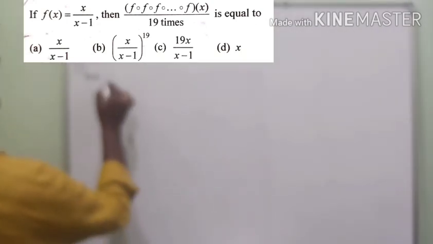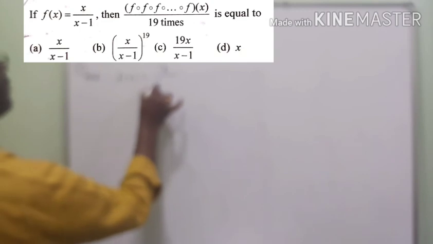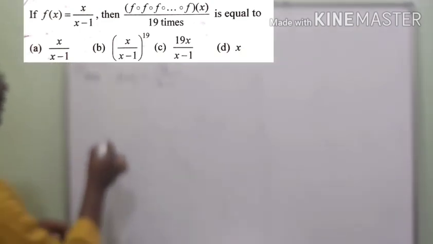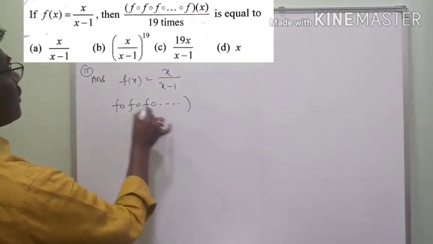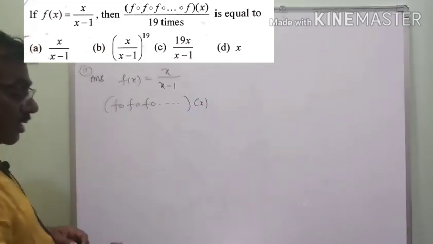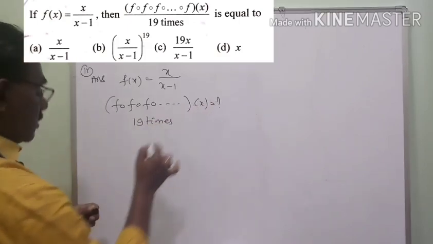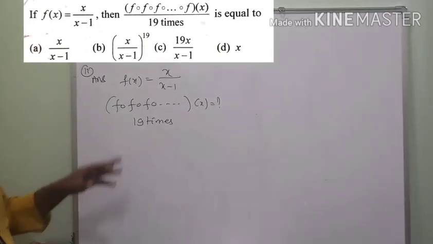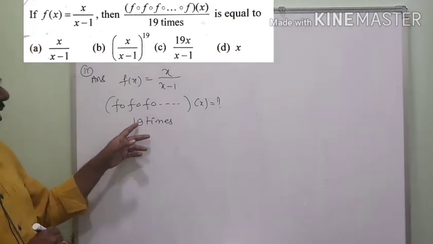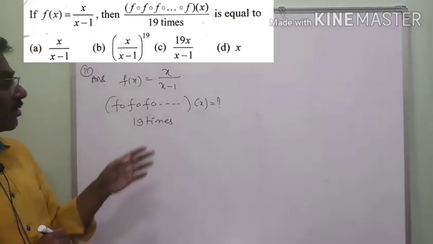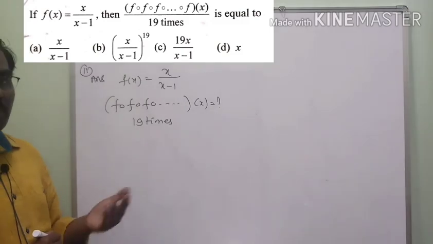If f of x is x divided by x minus 1, then what is f composition f composition ... of x, how many times? 19 times. The question is asking for a 19-fold composition of f with itself. Here there is only one f of x, but 19 is an odd number. So how to solve it? Better to take f of x twice.